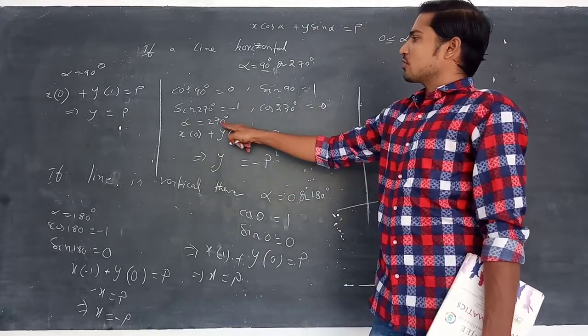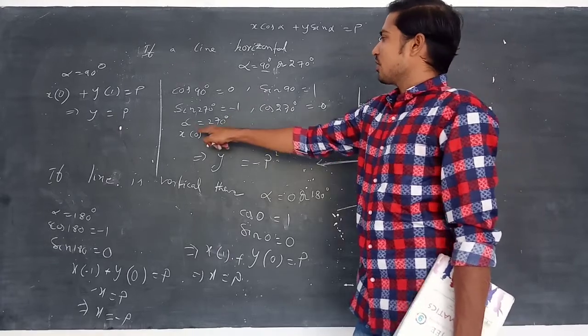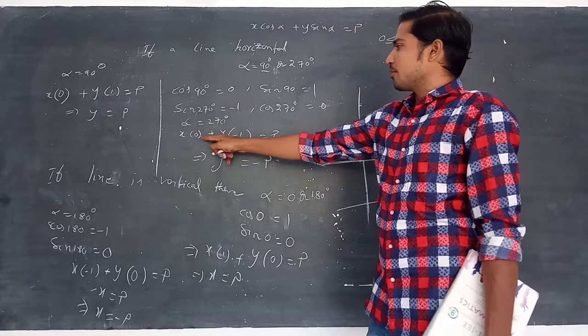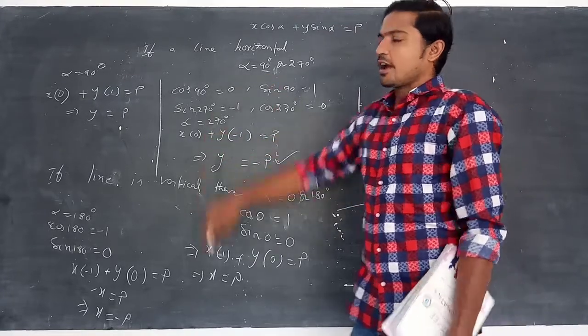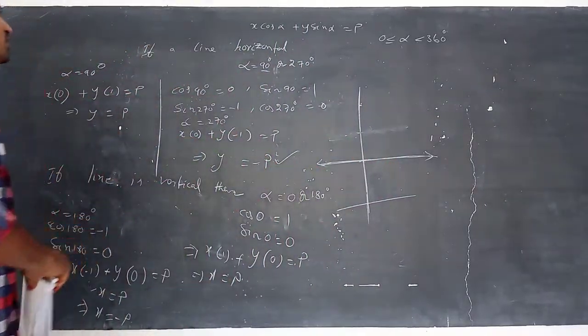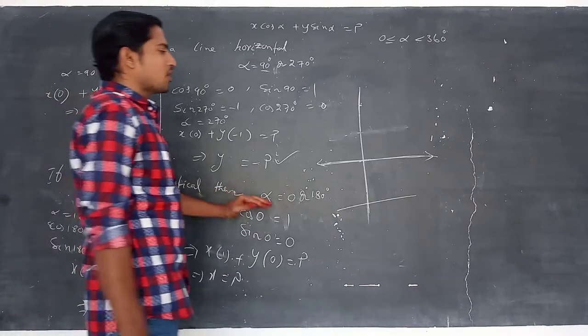So alpha is equal to 270. I am going to substitute here. So x cos alpha plus y sin alpha is equal to p. So y is equal to minus p, I got, when the angle is 270 degrees. Like that, when alpha is equal to 90 degrees, then y is equal to p. I got that. Now the line is a vertical line.